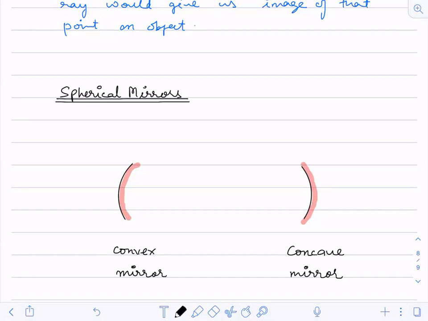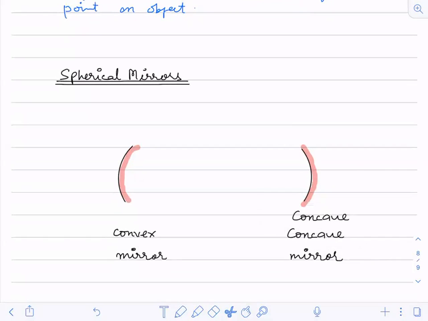If you have any doubt about how to remember the names, just see this word: cave. Is it looking like a cave-like structure? So that mirror will be concave, and the other one will be convex. The one which will reflect the light will be called concave, and the one which will not reflect the light will be called convex. Is it okay?